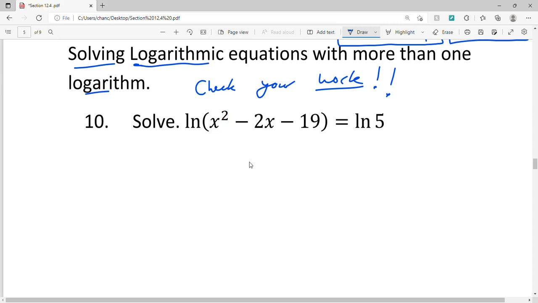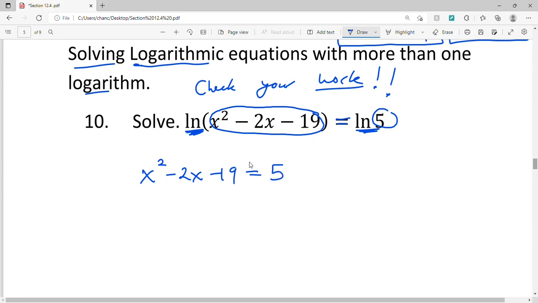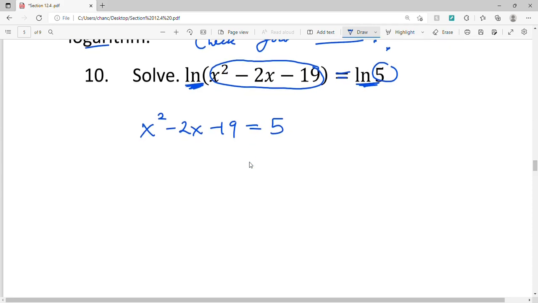The first step is to realize they have the same base. This is both a base of e, and since they have the same base and they're both equal, we can use the one-to-one property of logs, which states you could take the log of both sides or you could remove the logs of both sides. That means I can equate x squared minus 2x minus 19 is equal to 5. And I know how to solve this. This is just a quadratic.